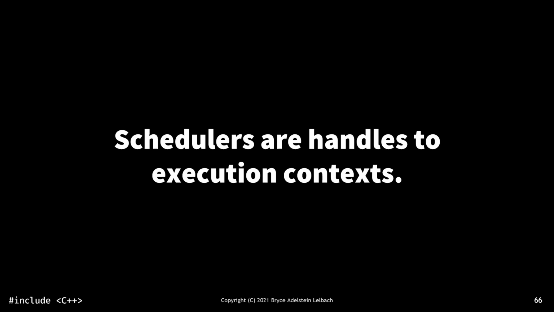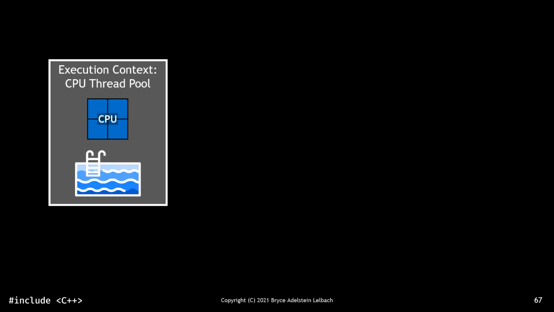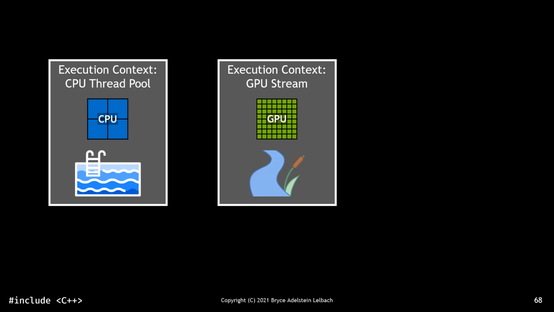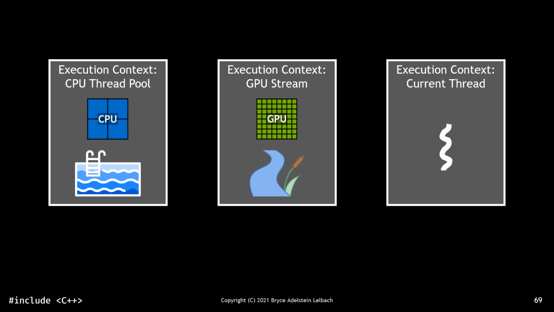Let's look at schedulers in more detail. I said they are handles to execution contexts, but what exactly does that mean? An execution context is a resource that represents the place where execution will happen. This could be a concrete resource, like a specific CPU thread pool, or a GPU stream. It could also be a more abstract resource, like the current thread of execution.